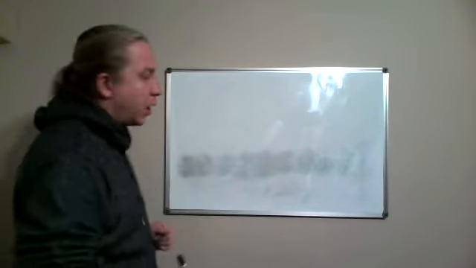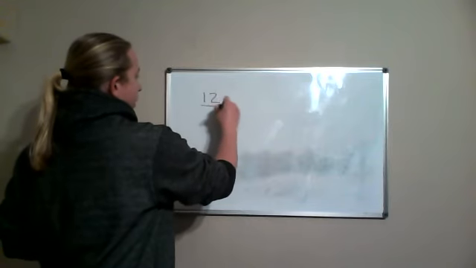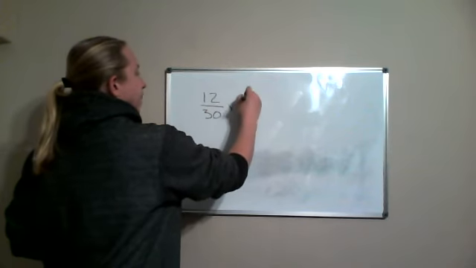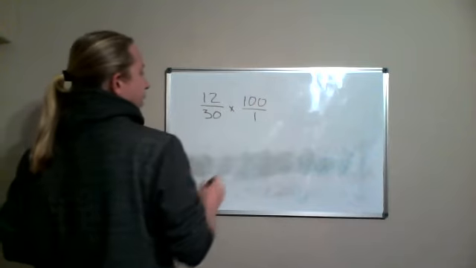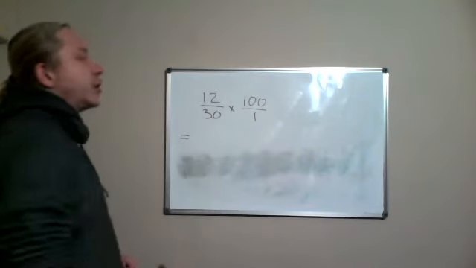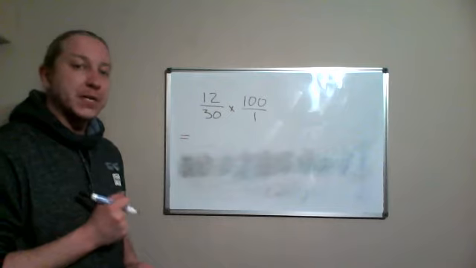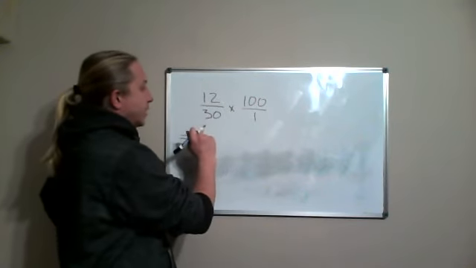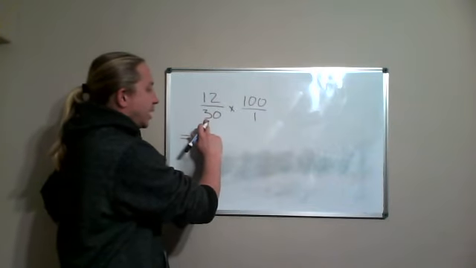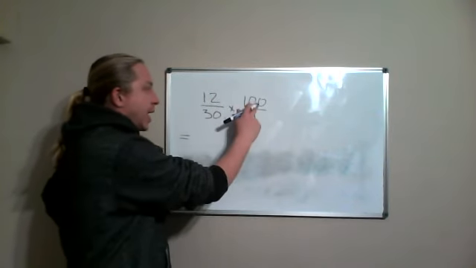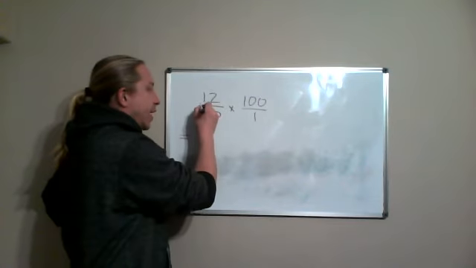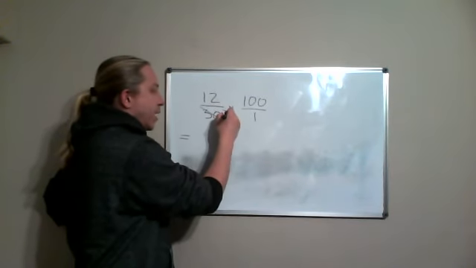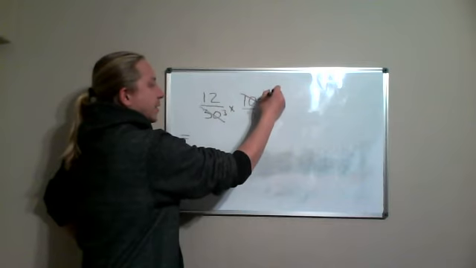So let's look at number 4, 12/30. So we have 12/30 multiplied by 100/1. So I'm multiplying it by 100 to turn the fraction into percentages. So what can I do here? Well, let's cancel. Here I have a 30. I know a 10 goes into there and a 10 goes into there. So I'm going to divide by 10 and get a 3. Divide by 10 and get a 10.